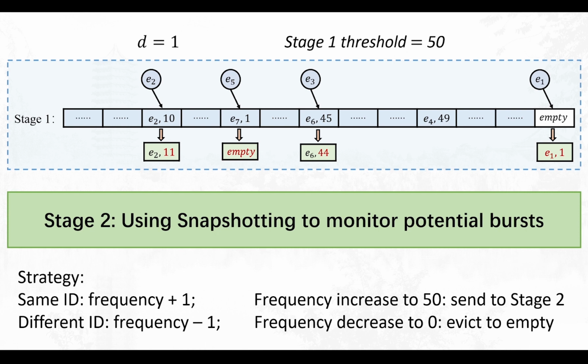So, when the item's frequency reaches a threshold, which is 50 in the example, the item will be regarded as a potential burst, and it will be sent to Stage 2. After that, the bucket in Stage 1 will be cleaned to be empty. At the end of each window, we will clean the whole Stage 1. In this way, slow items will be filtered out, and fast items will be inserted into Stage 2.